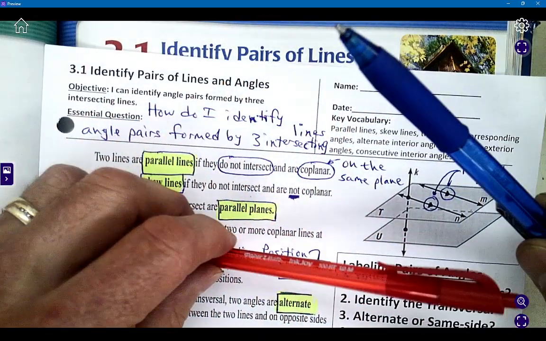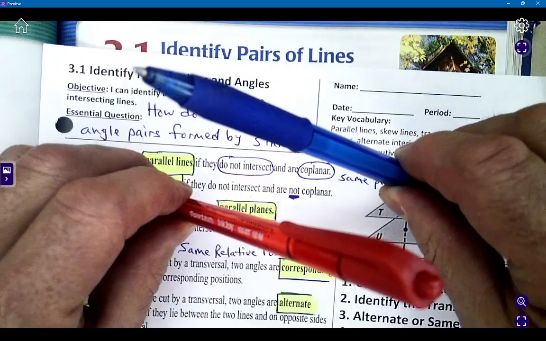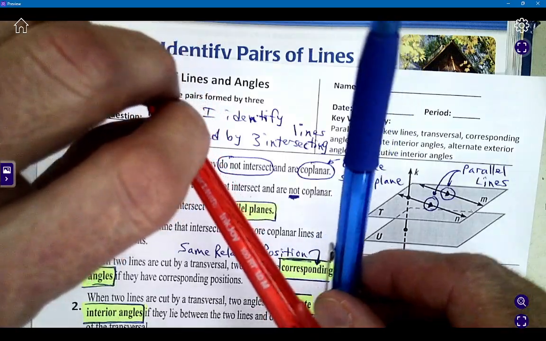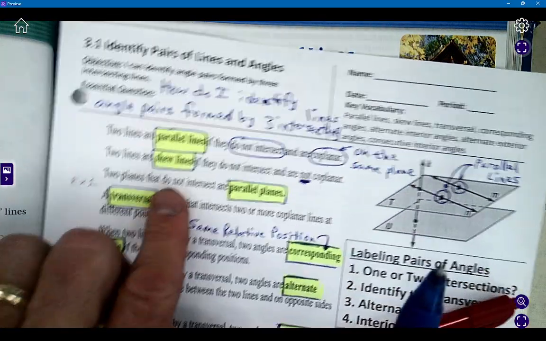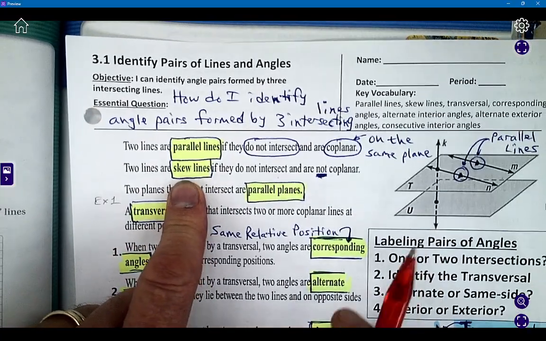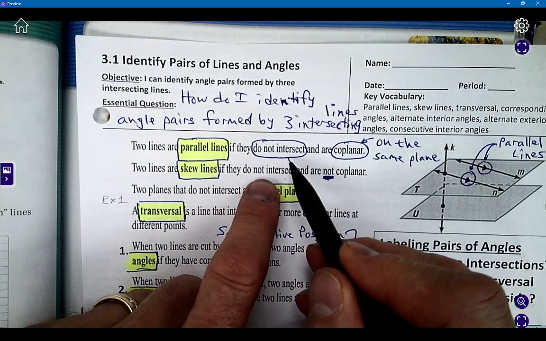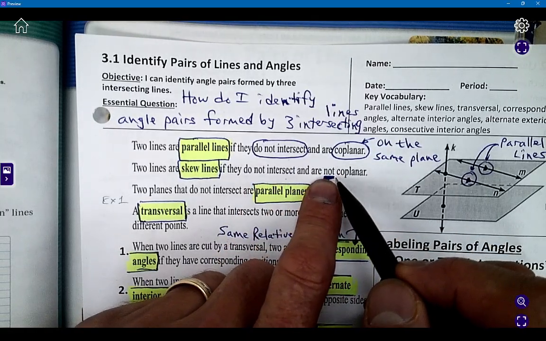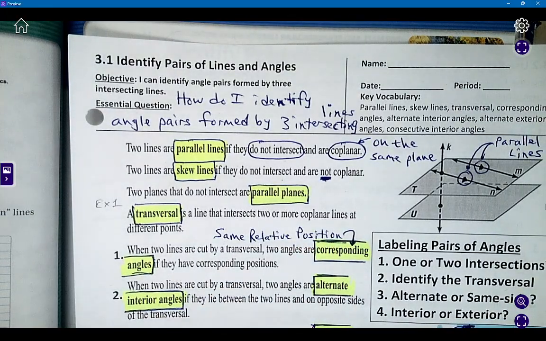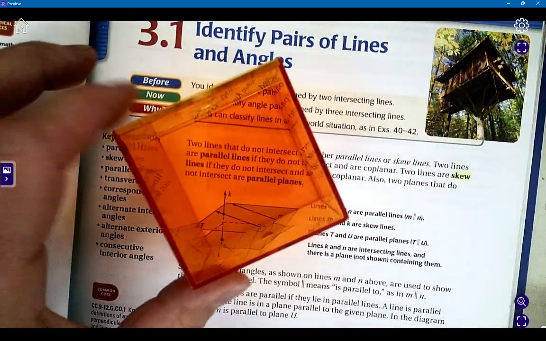Okay, but what if I have two lines kind of like this? Can you see that here? They don't intersect, but they're not on the same plane. So that's going to be skew. Isn't that a strange word? S-K-E-W. Notice it's the same part of the definition that says they do not intersect, but they are not coplanar. They are not coplanar.